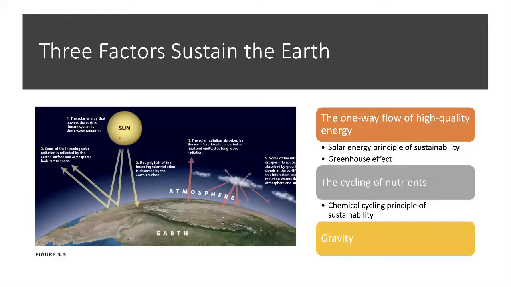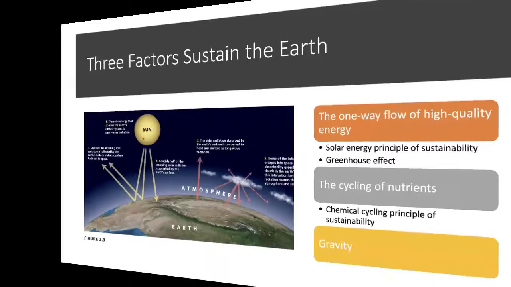As you work your way through this chapter, think about the 3 factors that sustain the Earth. The one-way flow of high-quality energy, review the solar energy principle of sustainability and the greenhouse effect; the cycling of nutrients, review the chemical cycling principle of sustainability; and gravity.